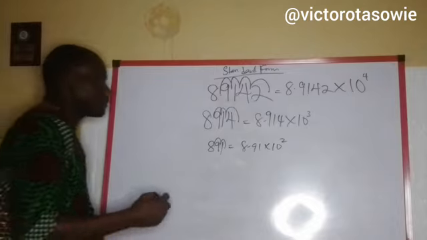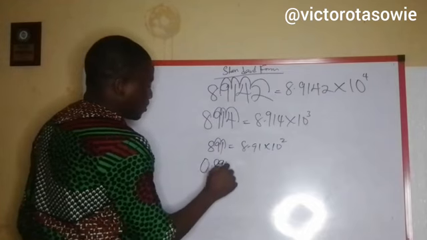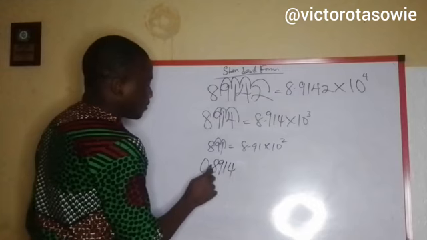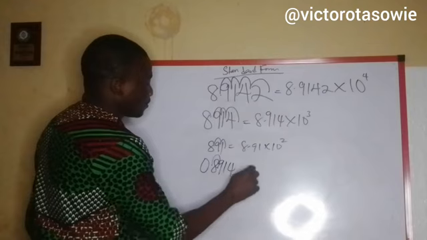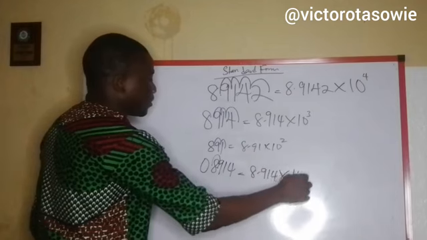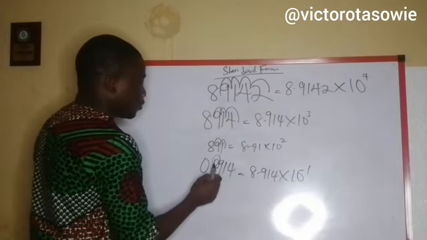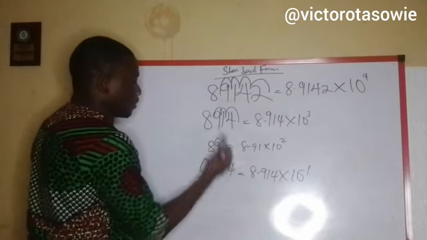Then we have 0.8914. In this case, we are moving our decimal point forward to get to this place. So this will give us 8.914 times 10 raised to the power minus 1, because we move our decimal point towards this direction. It's supposed to go backward, right?